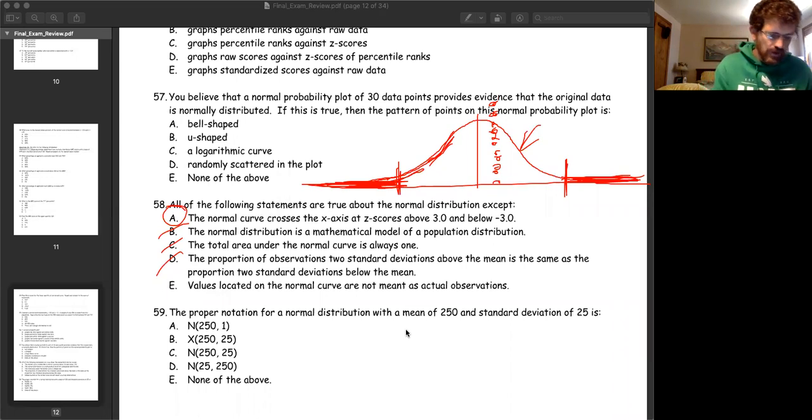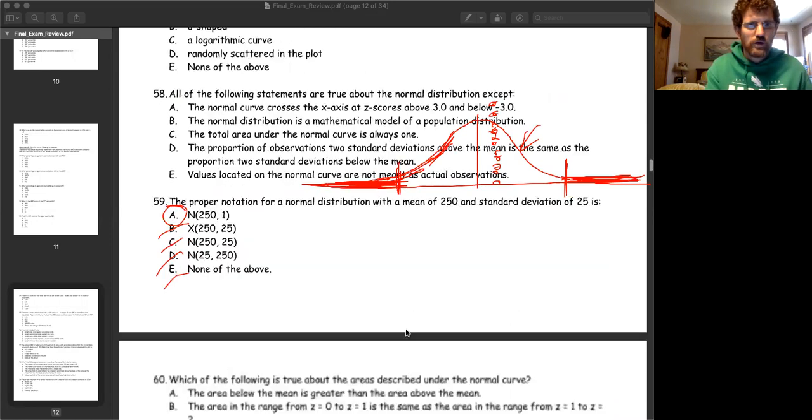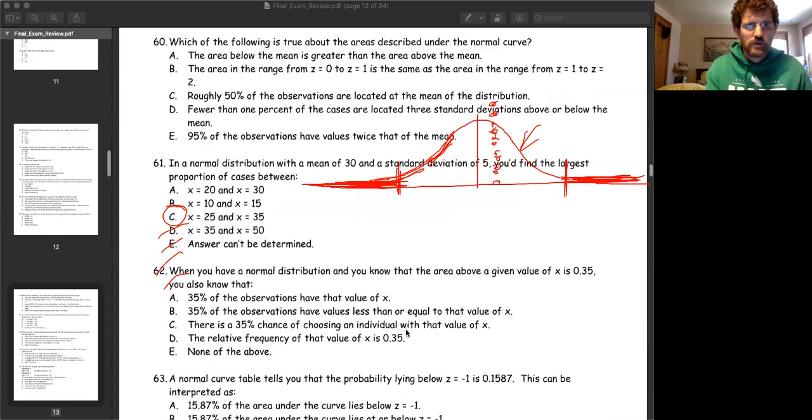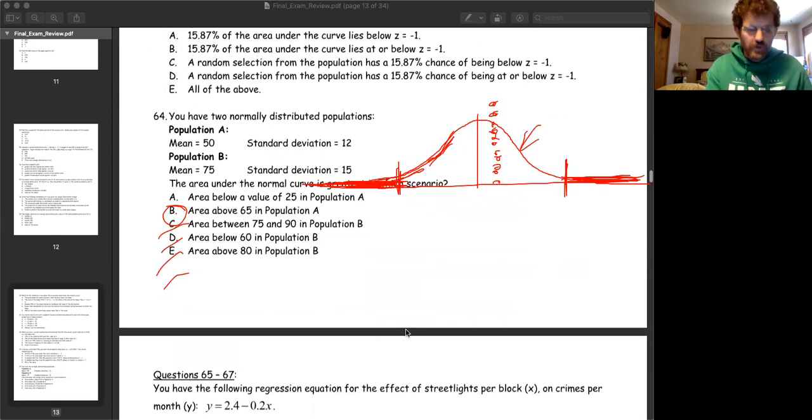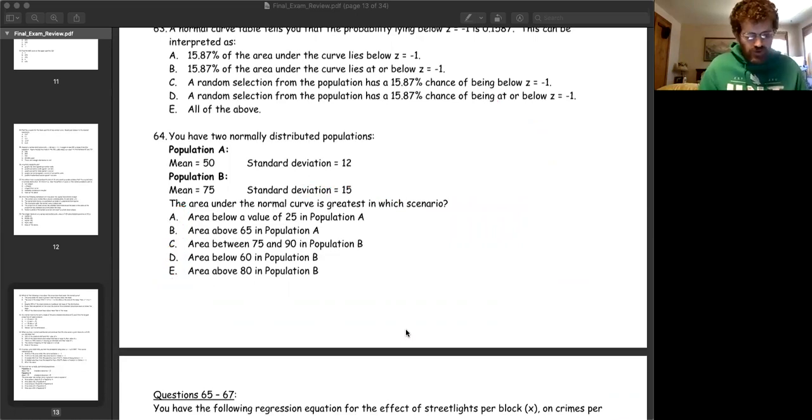Okay. Next one is problem 64. This is one I just want to conceptually talk through. It's somewhat of a time-consuming problem, but we've got 2 normally distributed populations, A and B, and we can certainly calculate some z-scores and area under the curve for A and for B separately. And the area under the normal curve is greatest in which scenario?